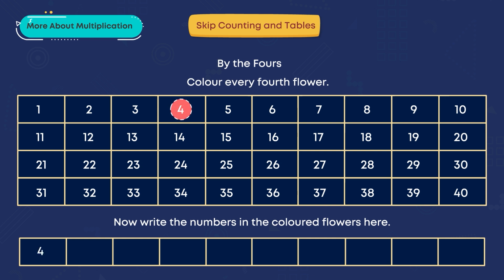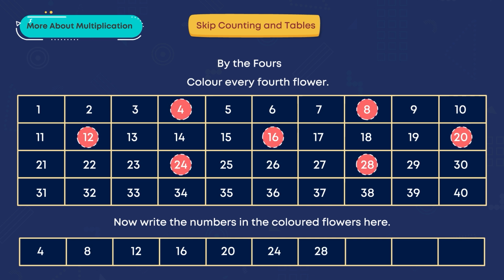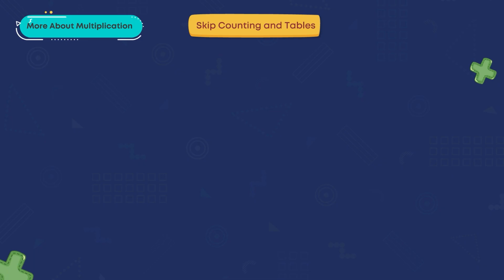4, 8, 12, 16, 20, 24, 28, 32, 36, 40. This gives the table of 4.